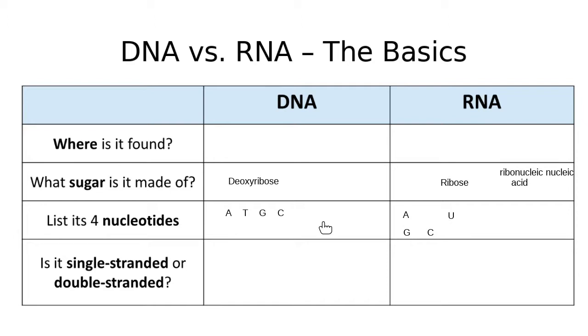When I'm doing RNA, remember that T, thymine, is too cool to hang out with ribose sugar. So there's no thymine when we're using ribose sugar. RNA doesn't have thymine. RNA has uracil instead. When we talk about DNA versus RNA, which one of these is single-stranded? Which one is single-stranded?